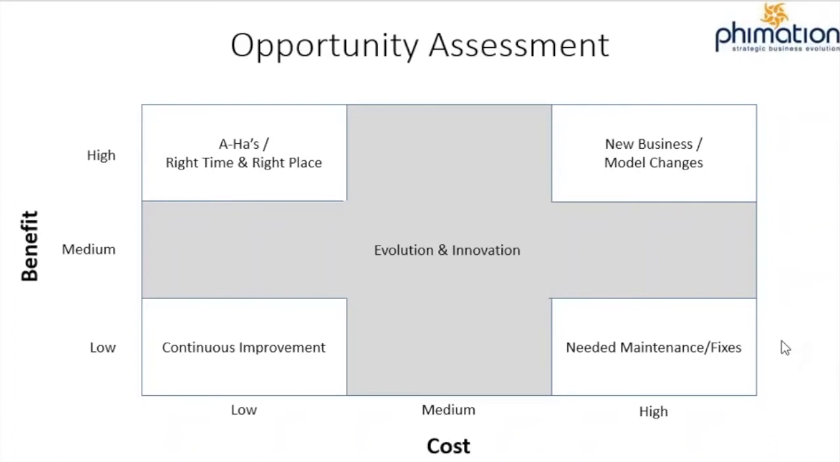So that's lower left. If we go clockwise, a high benefit, low cost initiative or priority is something that you've been doing in a way that really doesn't make sense, and you finally get people together to talk about it, and they go, oh yeah, why are we doing it that way?